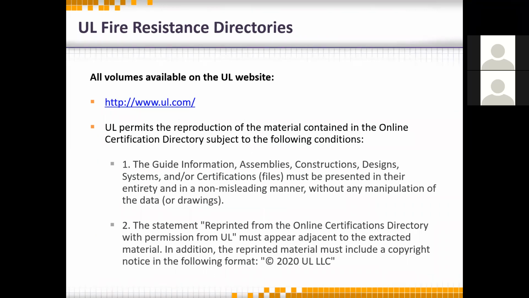Okay, back to UL. The website, super easy to remember, ul.com. Two things we want to show you here: UL actually encourages us to download anything we want from their website. There are no fees or anything like that, but they do want these two bullet points covered. If you're going to download something, you can't manipulate it or use clip art to adjust things. It's got to be in its original format, and then you can reprint it right in your construction documents. And for bullet point number 2, I won't read you the slide, but you have to have that sentence somewhere as well, just giving credit that this is a UL thing that you've reproduced.